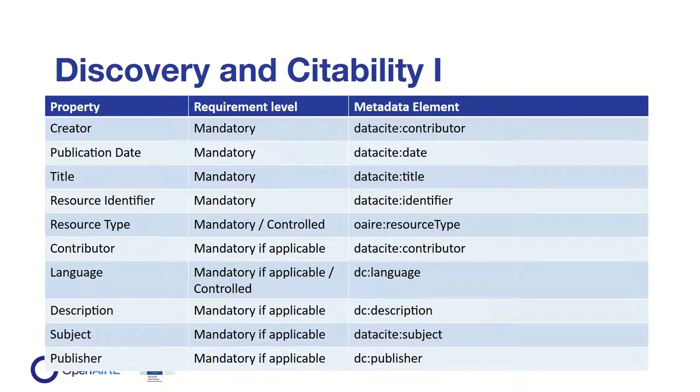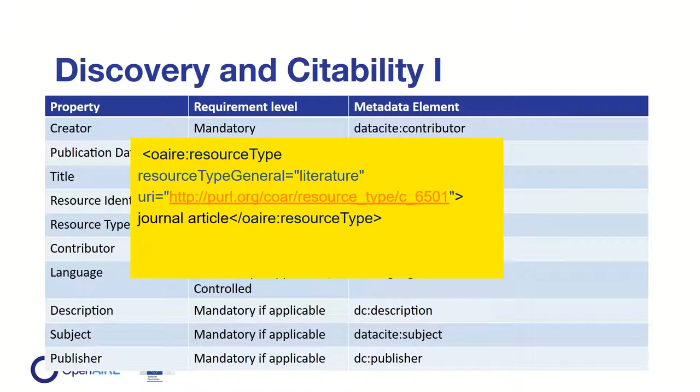First, I give some small examples here. You have seen the property is the field creator, which is mandatory, and what is new in this is the DataCite contributor, or title mandatory and DataCite title. Now, for resource type, there's a specific OpenAIRE resource type with a separate resource attribute, and the general type is literature. The COAR vocabulary type is referenced, and the name is journal article.